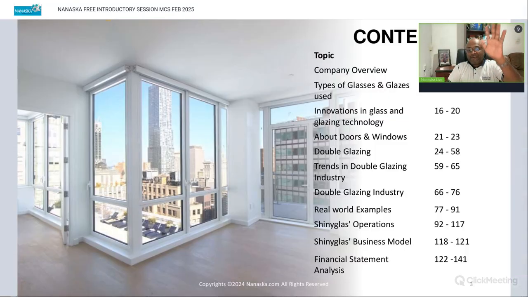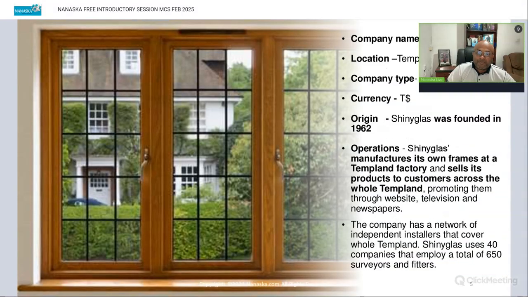Of course, we'll discuss this in a little while in detail, but here I'm trying to give you a very brief summary about the KYP. So what is it? It is Shiny Glass. The name of the company is Shiny Glass. What do they do?